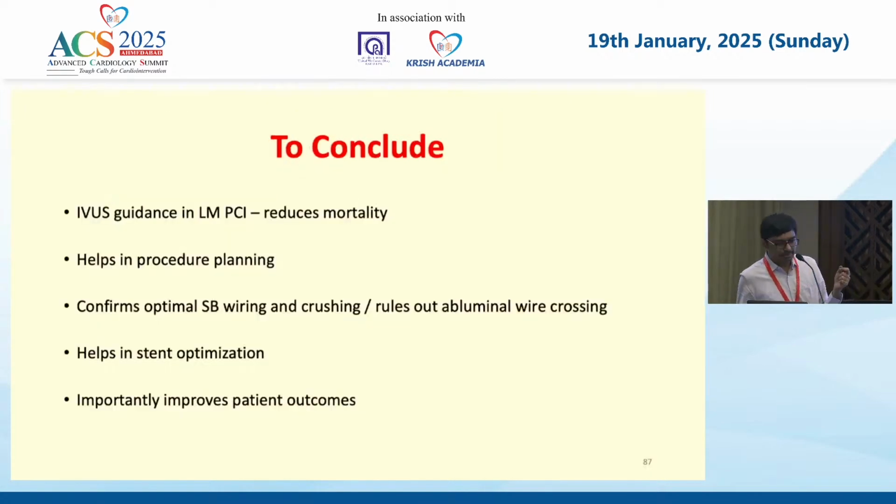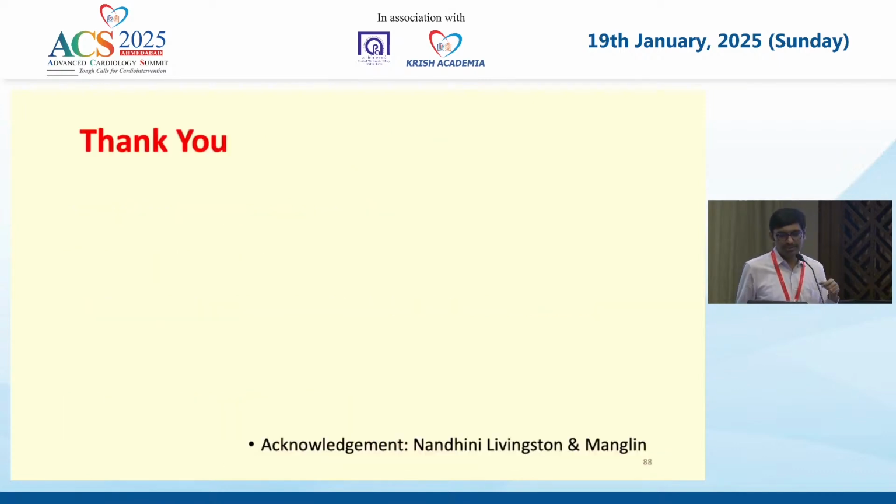So to conclude, IVUS guidance in left-main PCI reduces mortality and improves patient outcomes, helps in procedure planning, confirms optimal side branch wiring, confirms the appropriateness of crushing, and ruling out abluminal crossing helps in stent optimization. So one subset where you want to use IVUS is your left main subset.